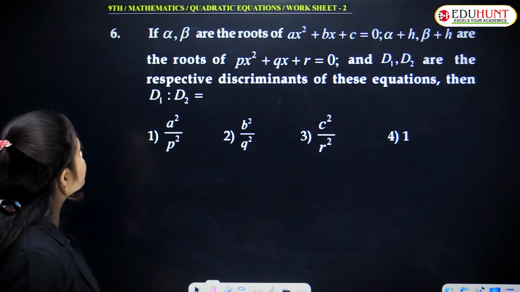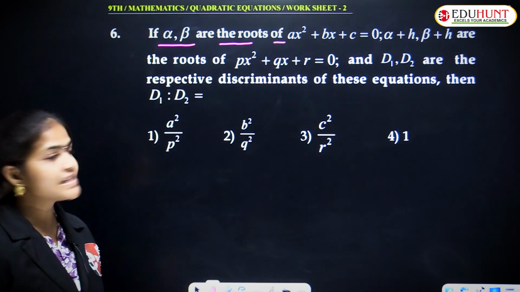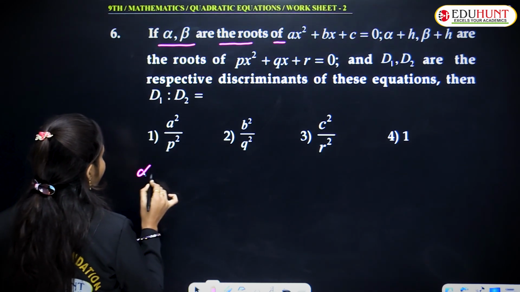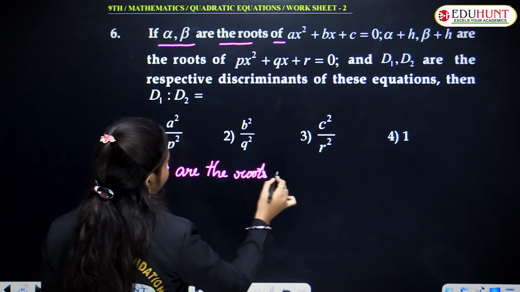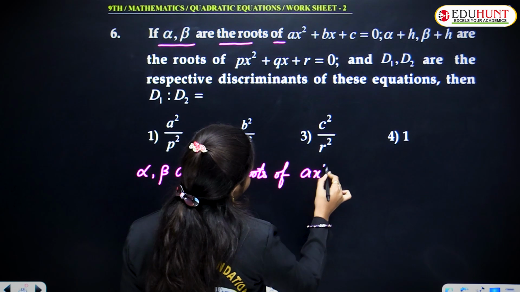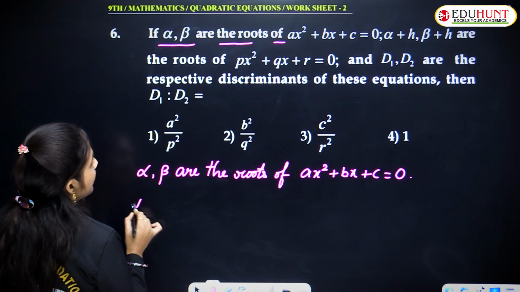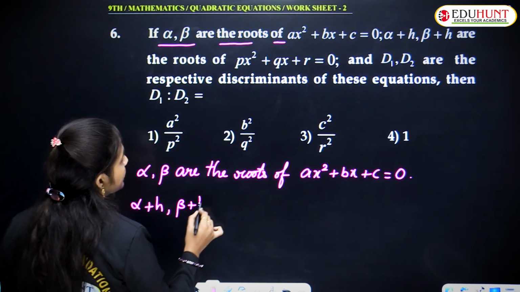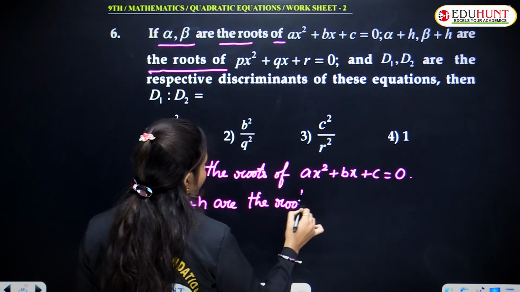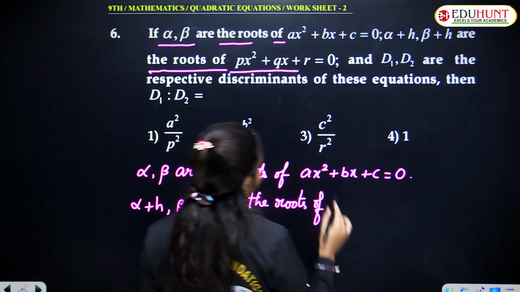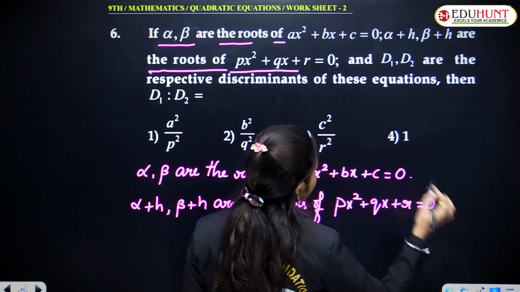What is question number 6 here? If alpha, beta are the roots of ax square plus bx plus c is equal to 0, and alpha plus h, beta plus h are the roots of the quadratic equation px square plus qx plus r is equal to 0.